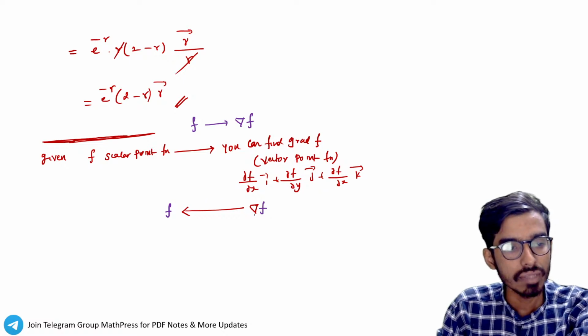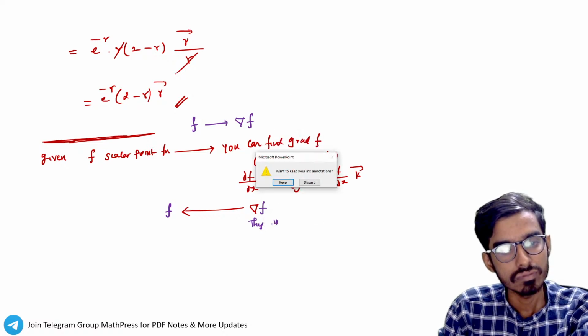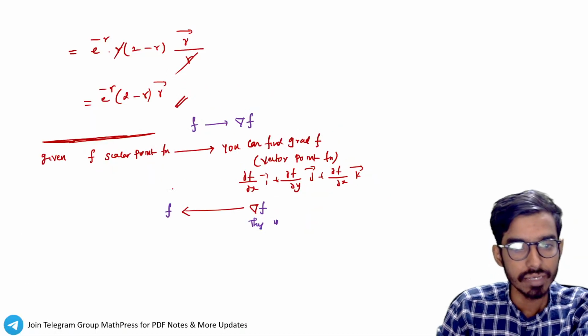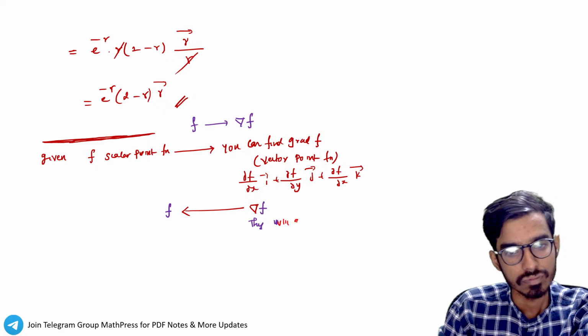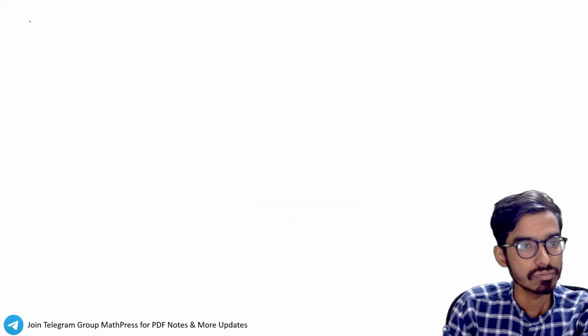Now they are going to give del f, and you need to find f. That is the next set of problems, right? So they are going to give you a vector point function, and you need to find a scalar point function that has to be the gradient of f. That is, if you apply gradient to this, you have to get this. They will give this, and we need to find this. So we'll do some problems based on this.